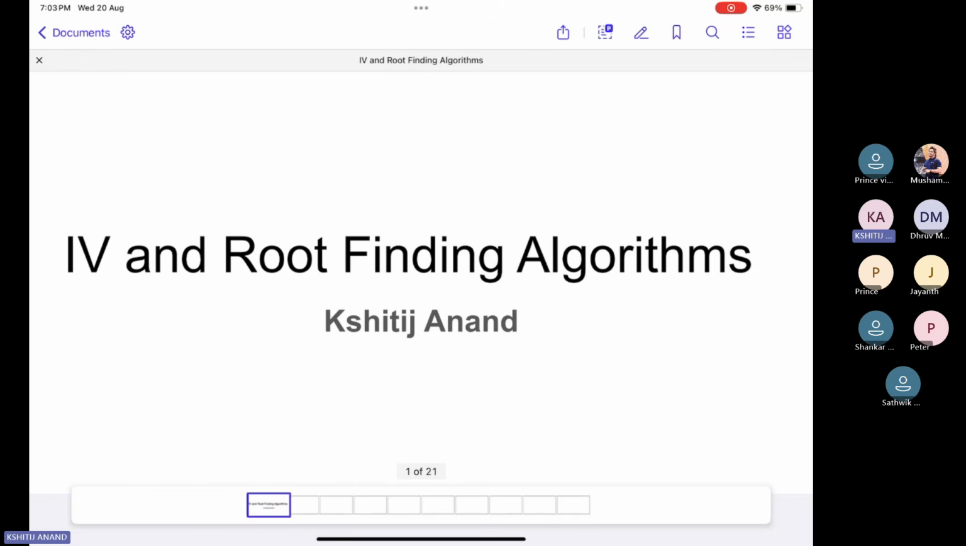So we are going to discuss root finding algorithms and how to find implied volatility from market quotes of options, right? We regularly see a lot of talk about implied volatility of 30%, 40%, all these terms, but what exactly is implied volatility and how do we find it from the market quotes? That would be the agenda of today's lecture.